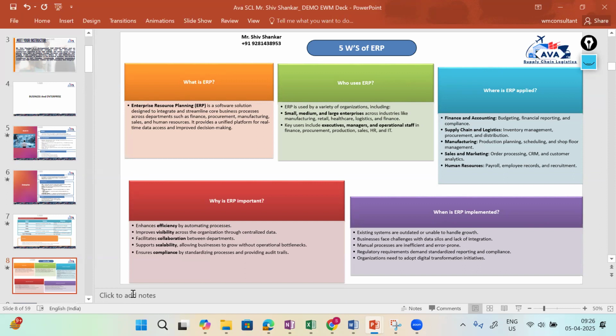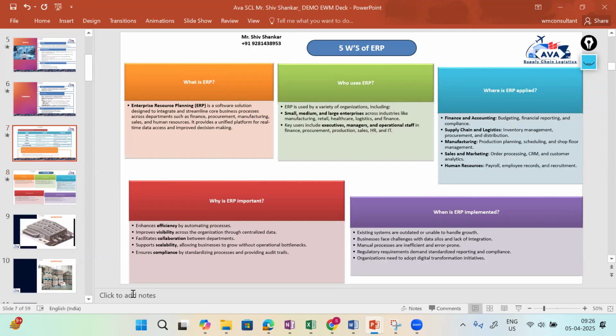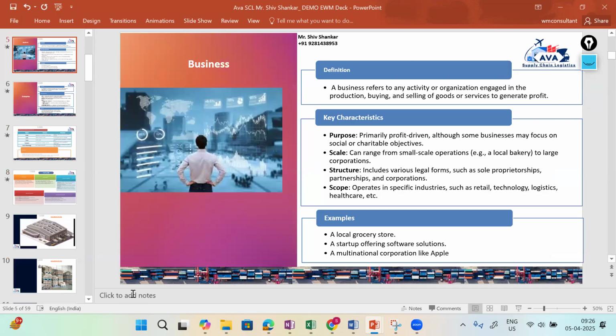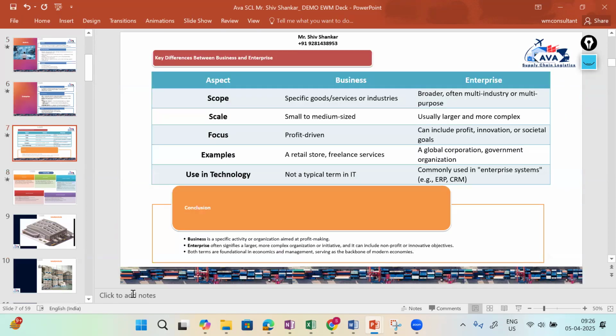Now we are just talking about ERP as the application used for businesses. Many manual processes are inefficient and error prone, and there are regulatory requirements to standardize reporting. That is the reason ERP has become a must to implement for many organizations.